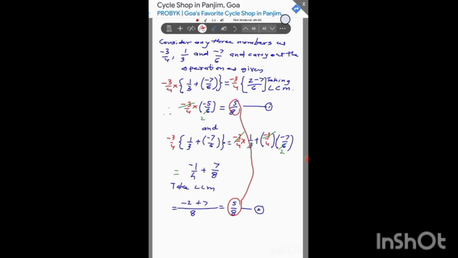So this shows that the property which is given satisfies all the conditions and is correct. Hence, we say that the statement is true. You can take any three other numbers, positive, negative, any numbers, and check it again.